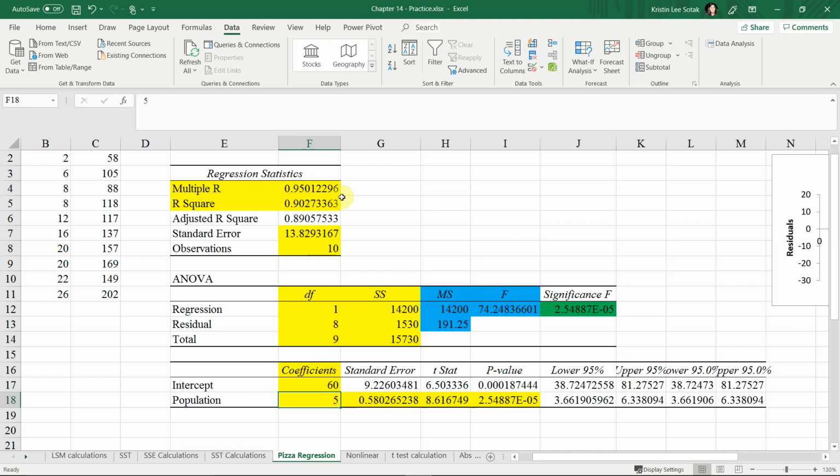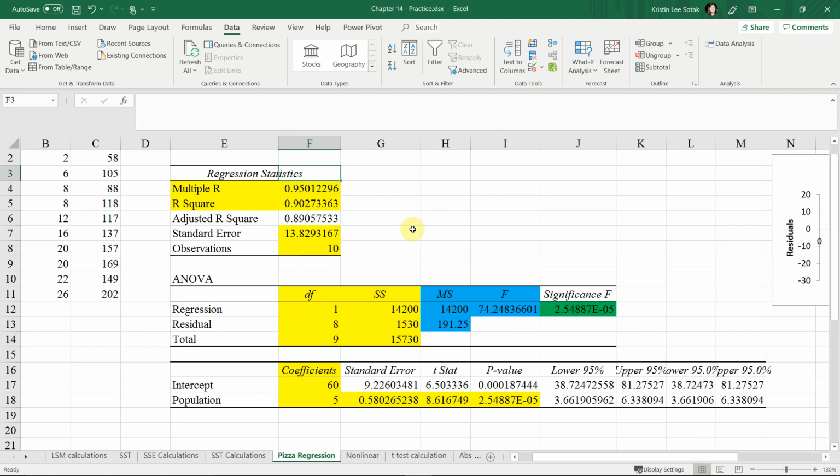You want to know how well this equation does overall in terms of fitting the data, so you want to look up here at the R-squared. If you want to know how the two variables are related in terms of strength and direction, you look at the correlation coefficient, which is right here, the multiple R. All right, so you have all of this information at your disposal in terms of interpretation.